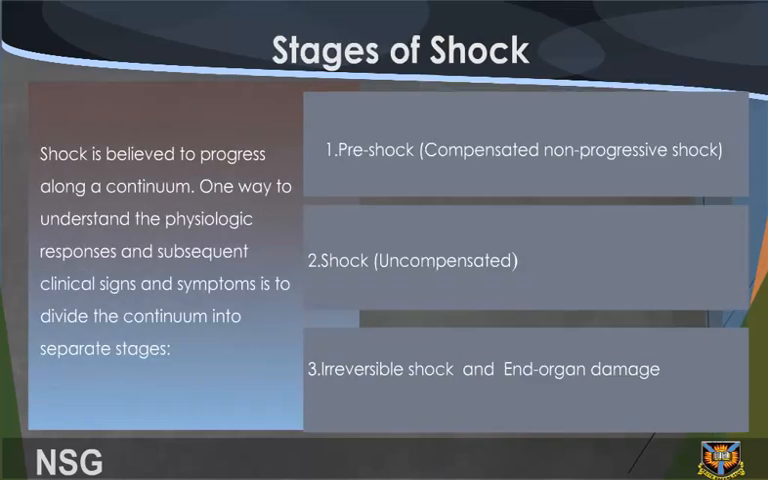Stages of shock. Shock is believed to progress along a continuum. One way to understand the physiologic responses and subsequent clinical signs and symptoms is to divide the continuum into separate stages. 1. Pre-shock, compensated non-progressive shock. 2. Shock, uncompensated. 3. Irreversible shock and end organ damage.